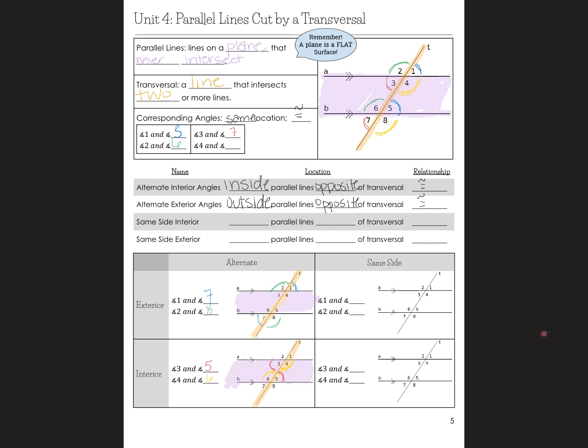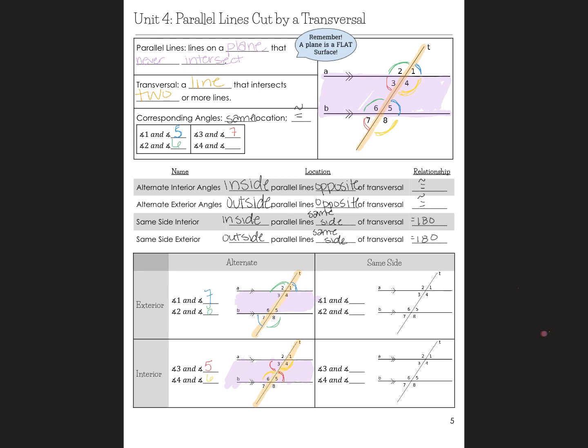Now we're going to look at our same side angles. So we have interior and exterior again. Interior is inside my shaded space, and exterior is on the outside, my unshaded space. Okay, but this time we're going to have angles that are on the same side of the transversal. These angles have a supplementary relationship, which means that they're going to add up to equal 180.